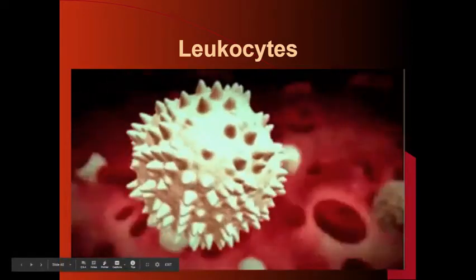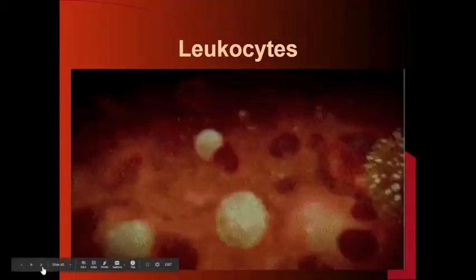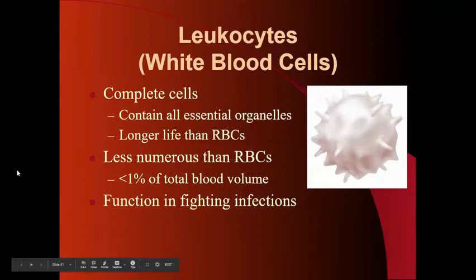Moving on to another formed element, the leukocytes. Leukocytes, or the white blood cells, are complete cells. They are different from red blood cells in that they have a nucleus and contain all the essential organelles, thus they have a longer life than red blood cells do.